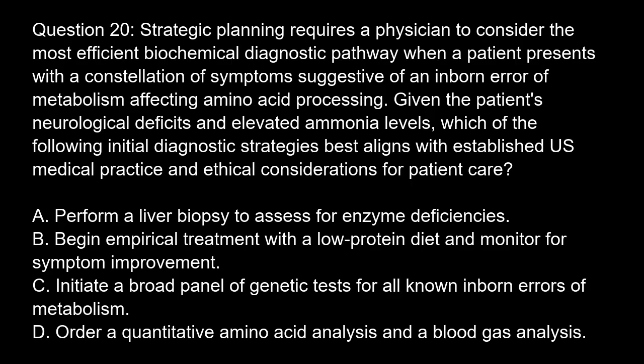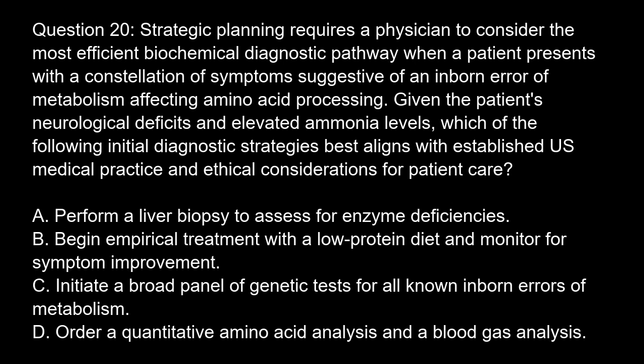Question 20. Strategic planning requires a physician to consider the most efficient biochemical diagnostic pathway when a patient presents with a constellation of symptoms suggestive of an inborn error of metabolism affecting amino acid processing. Given the patient's neurological deficits and elevated ammonia levels, which of the following initial diagnostic strategies best aligns with established U.S. medical practice and ethical considerations for patient care?